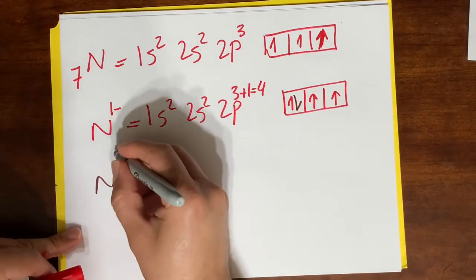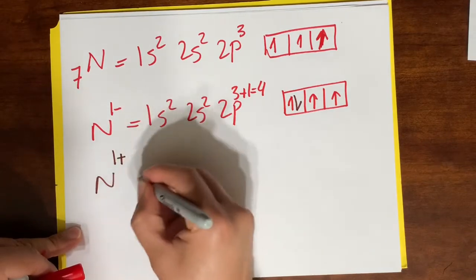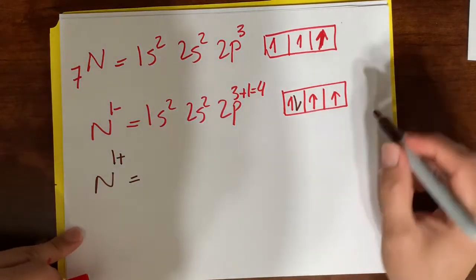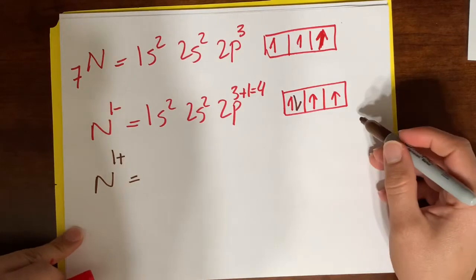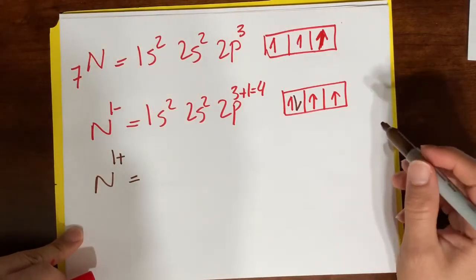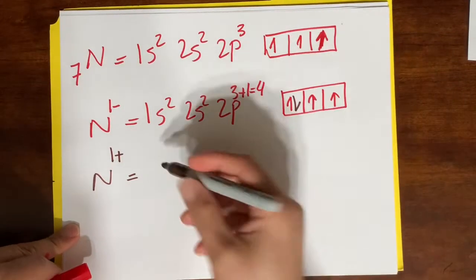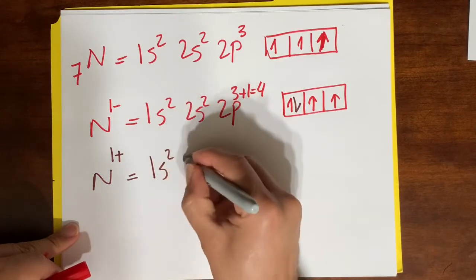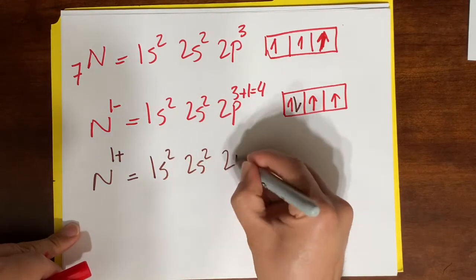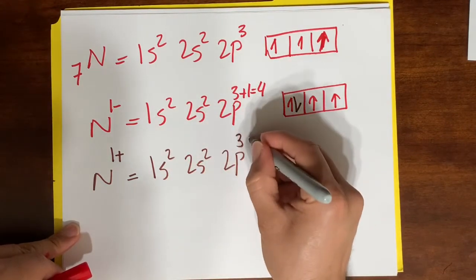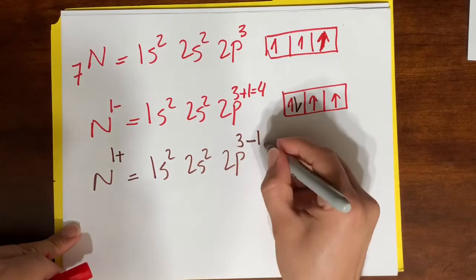You want to take an electron, you take it from the highest orbital. Okay. You take the electron from the highest orbital. You go with 1s2, 2s2, 2p, 3 minus 1, it will be 2.